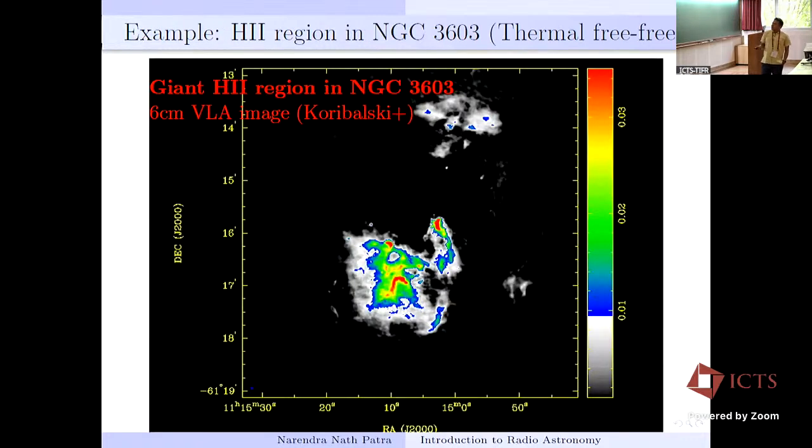So this is one example of thermal free emission. This is NGC 3603, and you see this giant HII region. You have a collection of stars. They are emitting a lot of energy into the medium, and that energy ionizes the surrounding medium. If it's ionized, you will have these charged particles in motion, right? And they will give you this thermal free emission. These are real images actually made from radio observations, right? So this is one example.